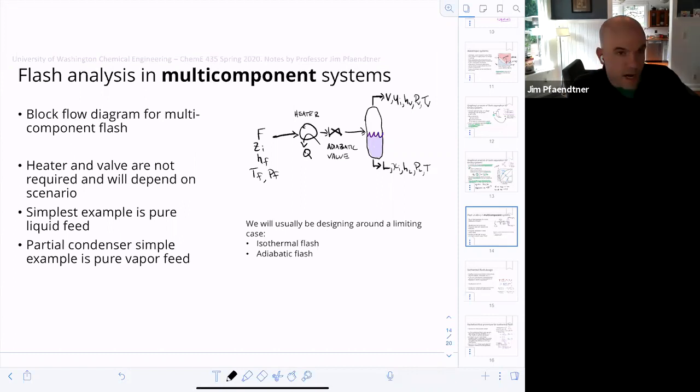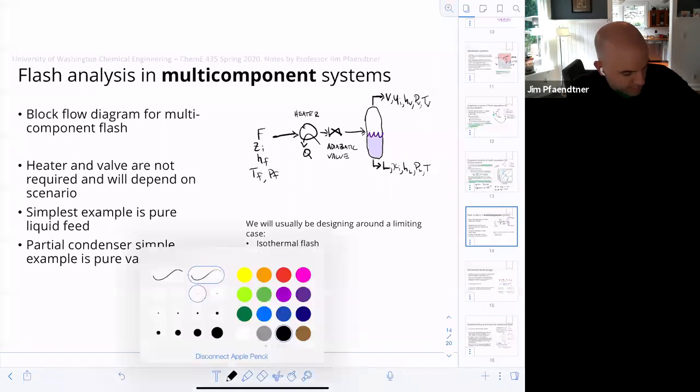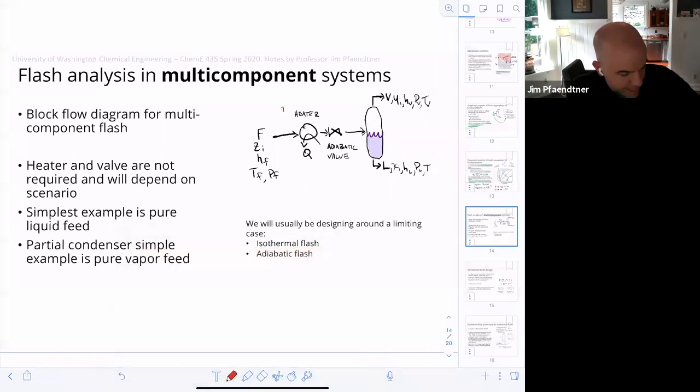We're going to begin now to talk about degrees of freedom. In this case, again, I just emphasize every flash drum does not have one or both of these things. So we draw them now as we're beginning to think about flash drums as a reminder that we may use one or both of those items, but the process stream entering the flash drum may be exactly ready to be flashed and enter directly into that separator.